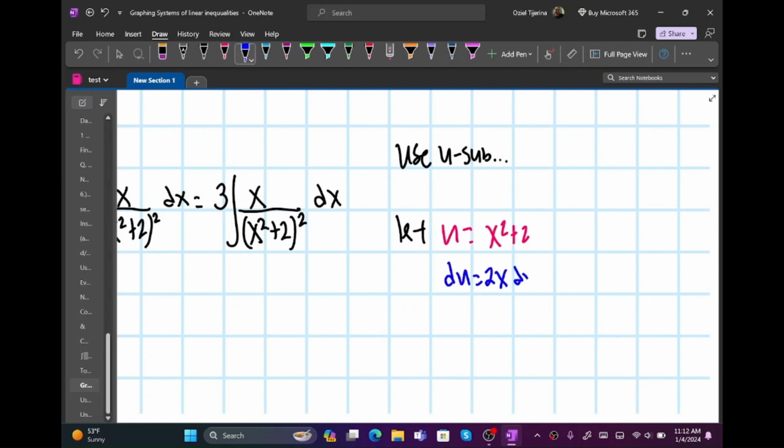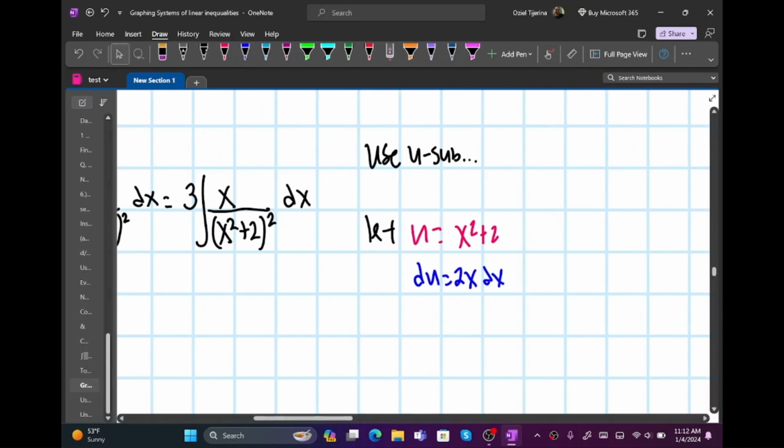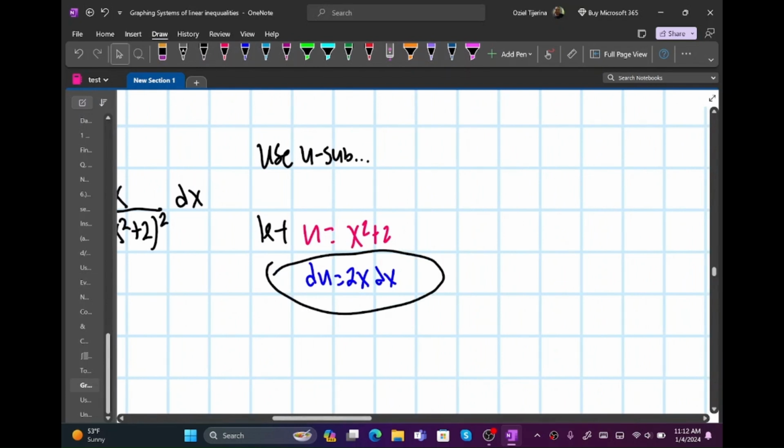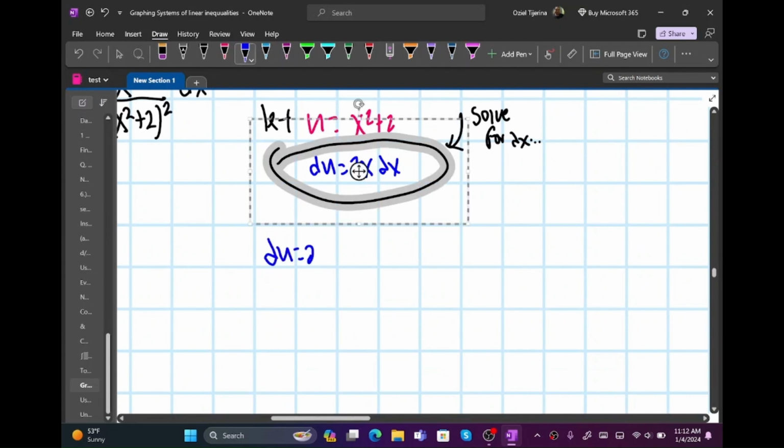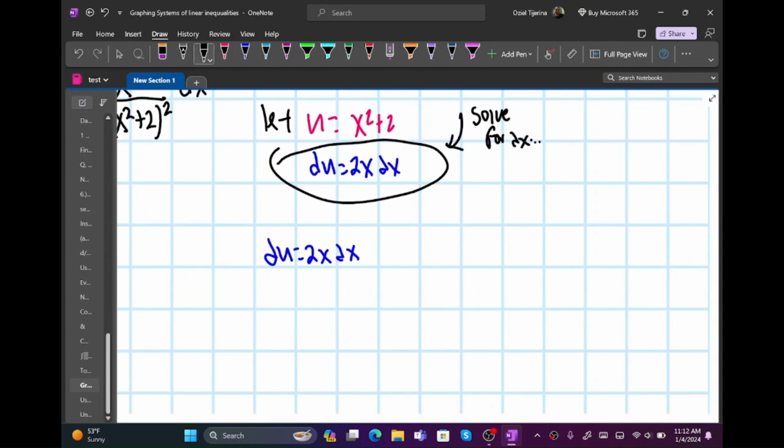So it's the same idea, guys. And then finally, we're going to solve for dx here. I know du is 2x dx. So when I divide by 2x, we're doing the same thing, dx will be du over 2x.